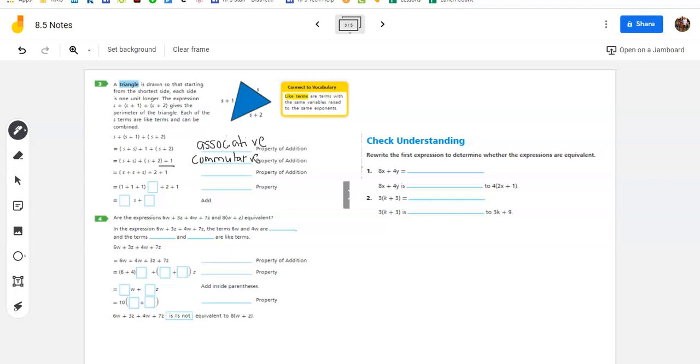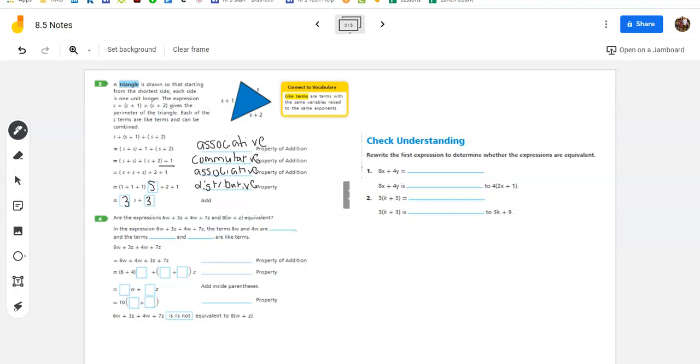Okay, I grouped it differently. This is associative. We put all those S's together here. This is distributive. So we have 1, 2, 3 S's. 2 plus 1 is 3. So 3S plus 3.